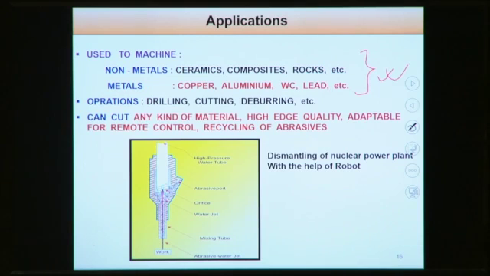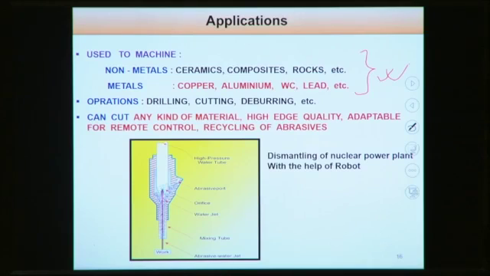It is adaptable for remote control. Either you can move the abrasive water jet nozzle on a complex path, or you can keep the nozzle fixed and move the workpiece. You can move the workpiece using CNC control. So it can be used for remote control.